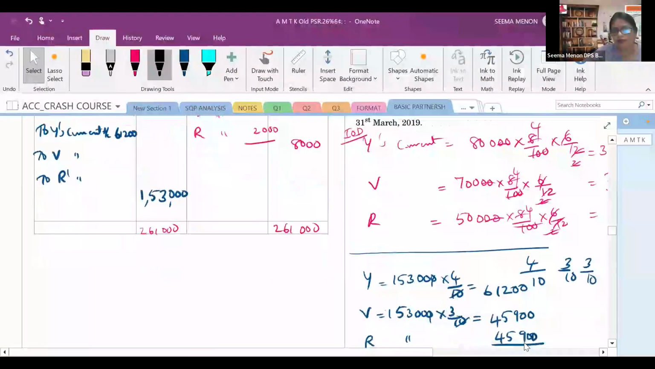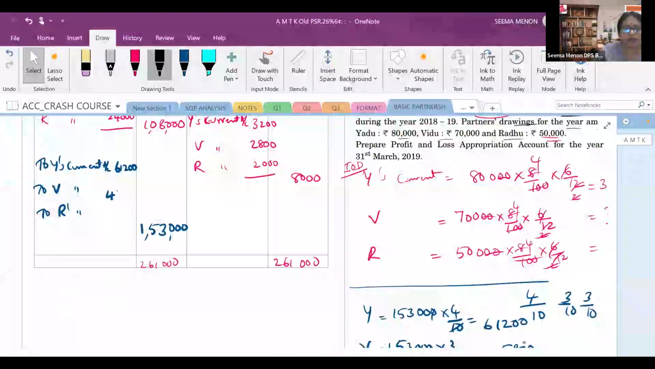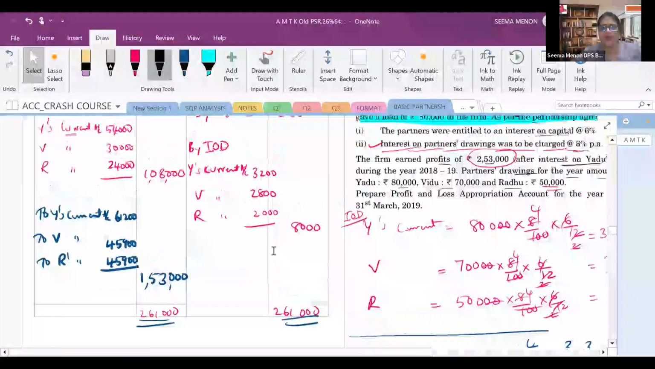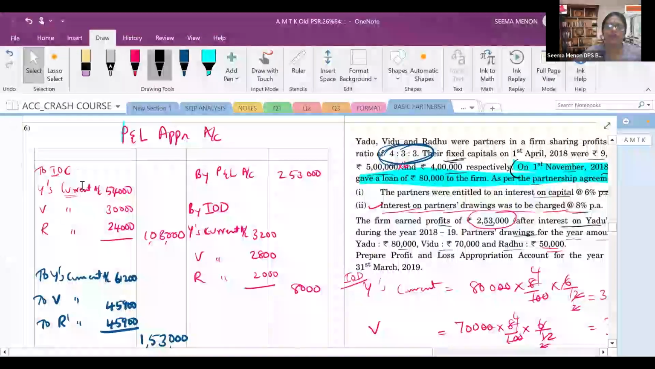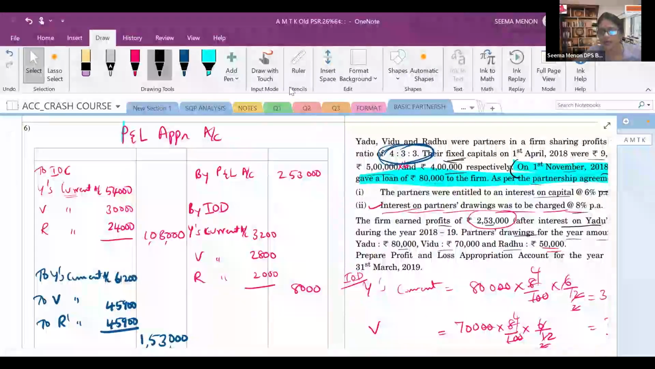Then comes 45,900. Let's write that also. 45,900. It will become messy over here. So ultimately you should get 1,53,000. So if you solve this much, you are getting 3 marks. So comparatively, this is a very easy question. But you have to take care everywhere. You need to write current account. That is the only thing you have to take care while you solve this type of questions.